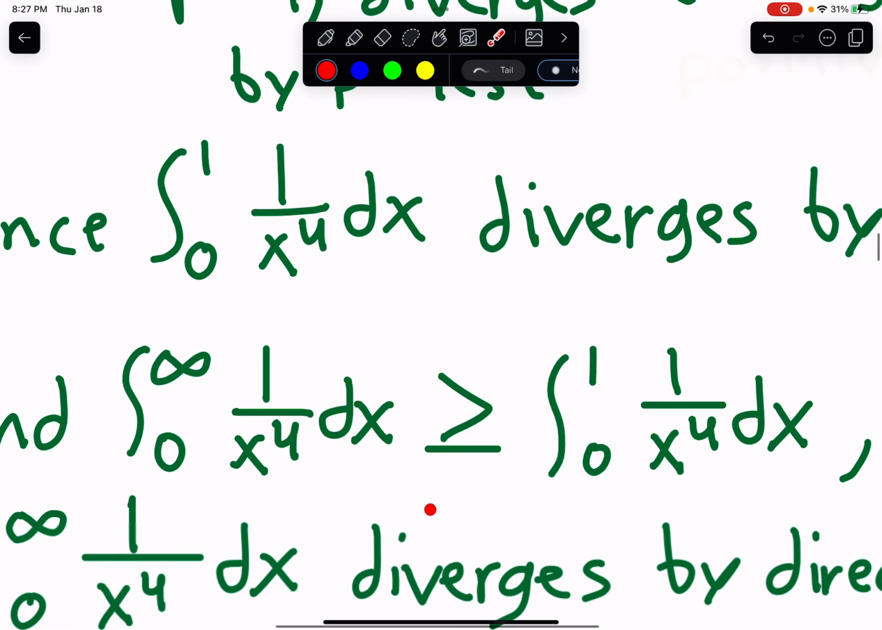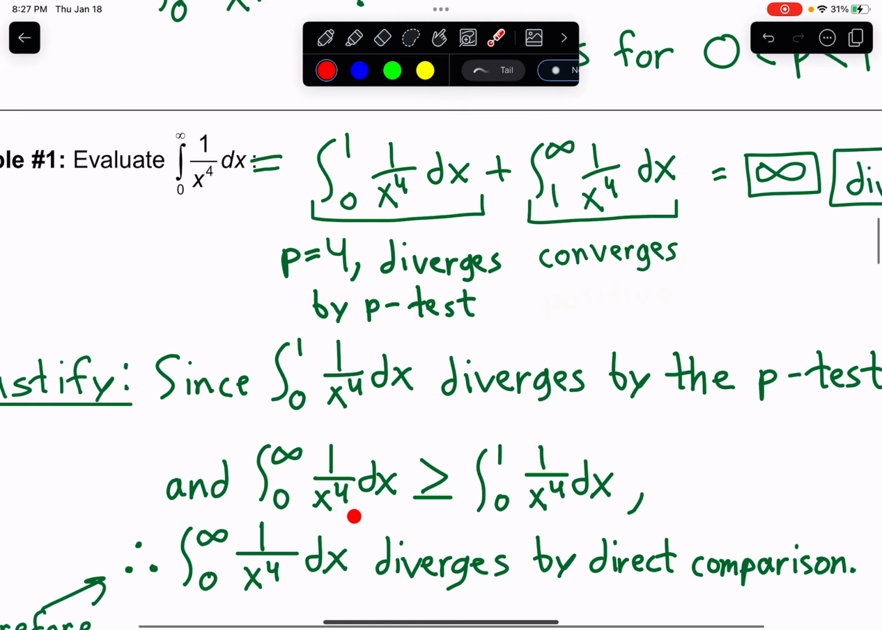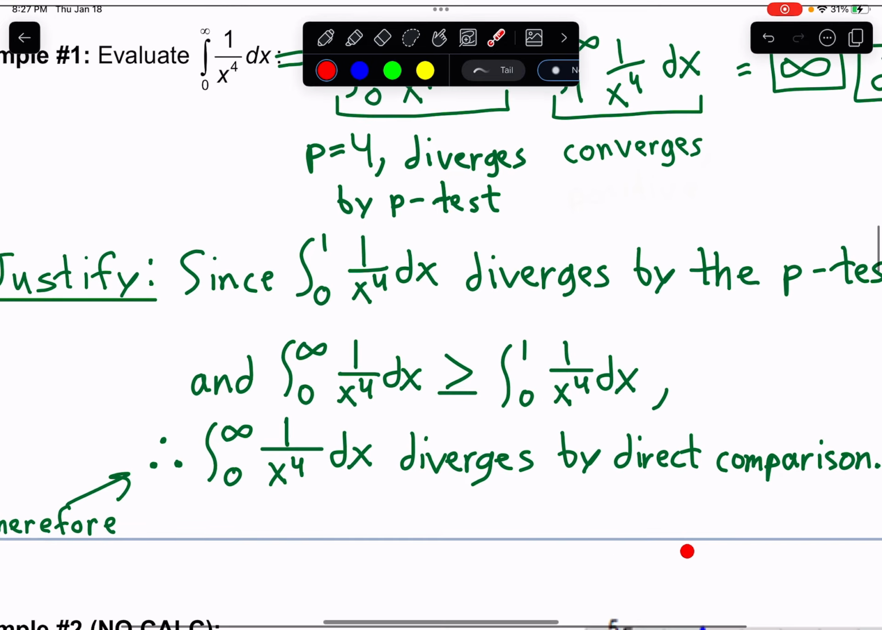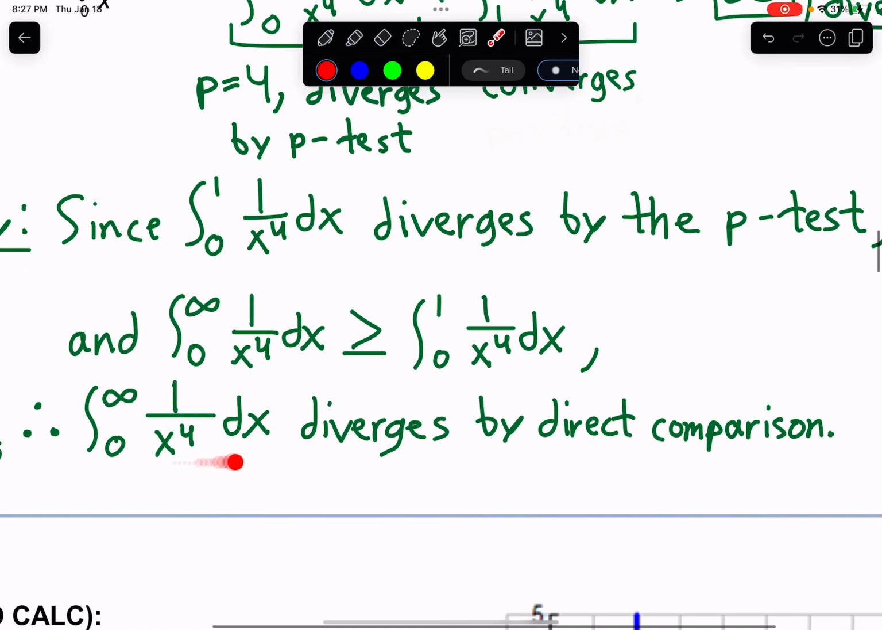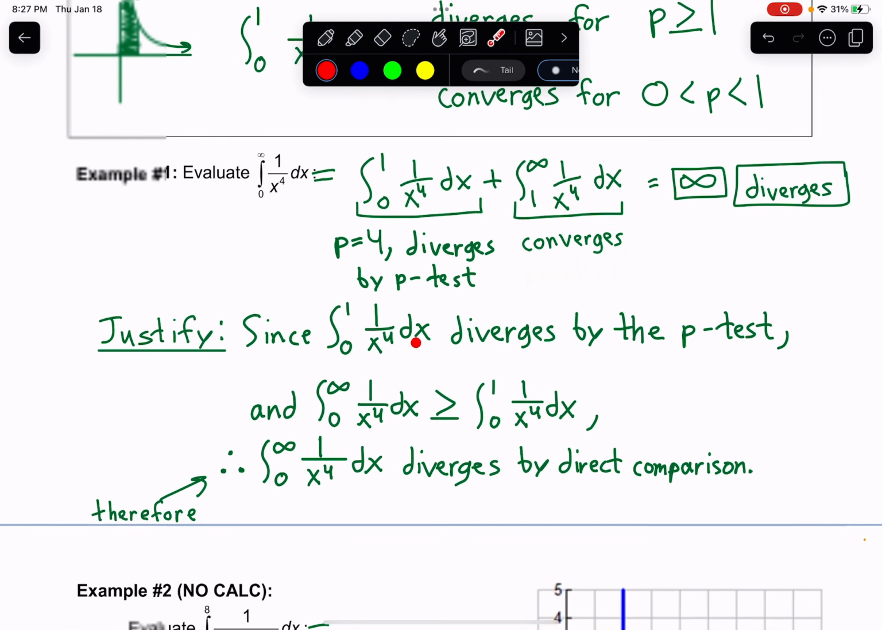And some of you might be wondering, hey, how do you know that for sure? Well, my function is always positive, 1 over x to the 4th. Positive inputs, I'm going to keep adding area. This is definitely bigger than the integral from 0 to 1, larger than something that I know diverges by the p-test. Therefore, that's what the 3 dots mean. I can't remember if we've talked about this or not, but the 3 dots is a little shortcut for therefore. Therefore, the integral I'm being asked to evaluate must diverge by direct comparison. And if you wrote the direct comparison test, I would not take off for that, okay?